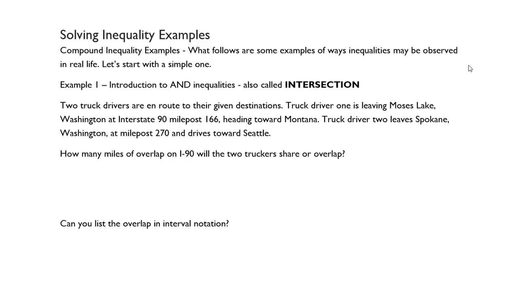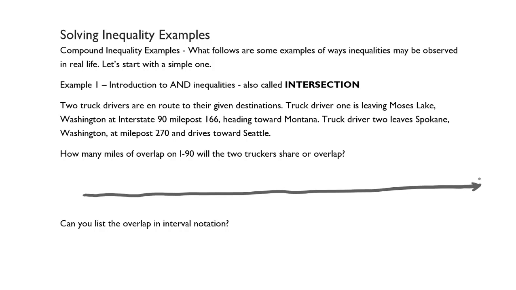Two truck drivers are en route to their given destinations. Truck driver 1 is leaving Moses Lake, Washington at Interstate 90, milepost 166, heading toward Montana. So I'm just going to go ahead and make a line that represents I-90. For those of you who have traveled Interstate 90, you will know that it's not that curvy. For most of the trip, it's just an east-west interstate.